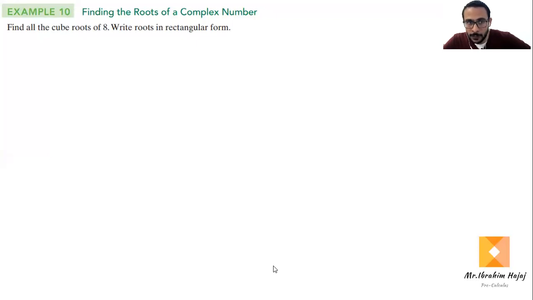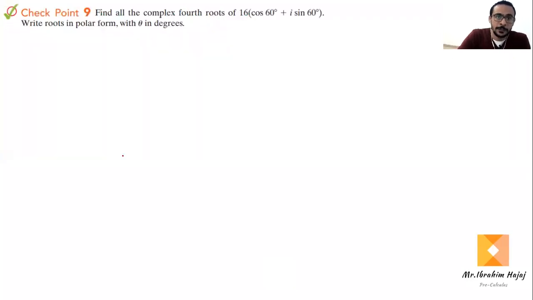How to find all the cube roots of 8. Right. Will we not do checkpoint 9, sir? Yes, here, so let's calculate it. Checkpoint 9: find all complex fourth roots of 16 cosine 60 plus i sine 60. So the angle here is 60 and the R here is, what's the R? 16. Okay, what's the first step we have to do here to find the root?